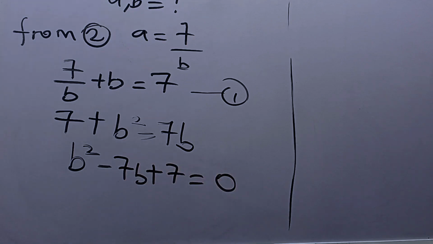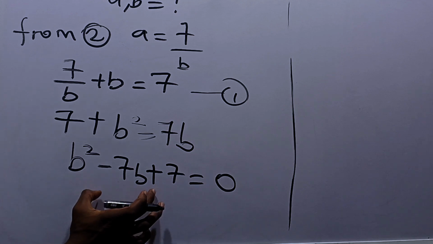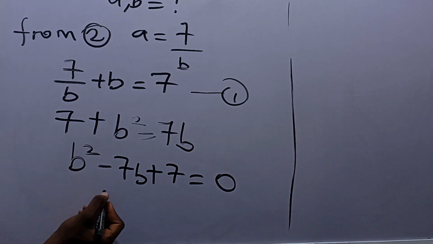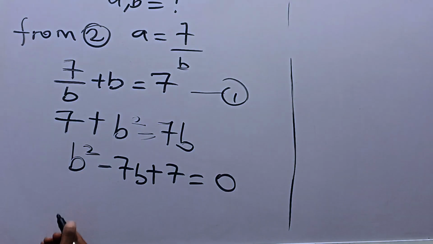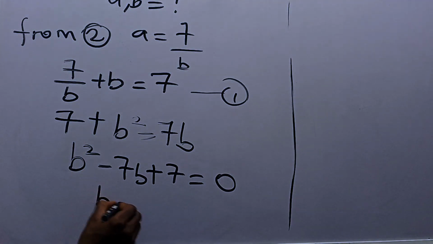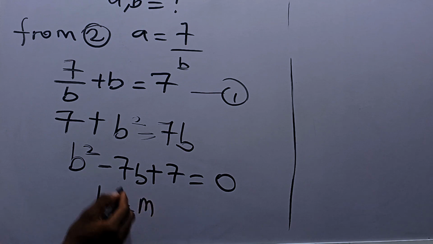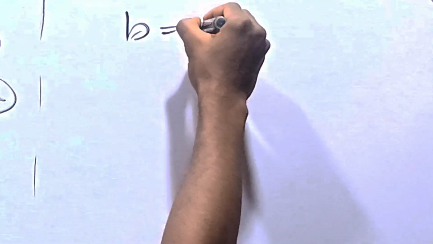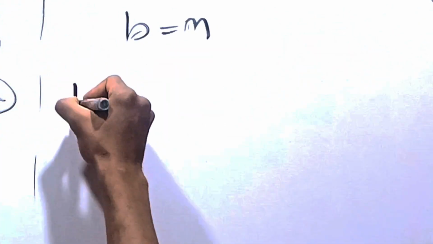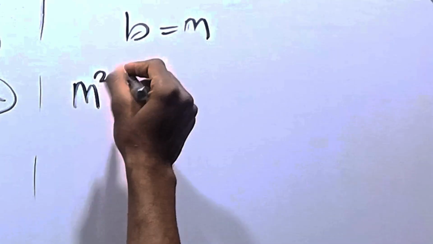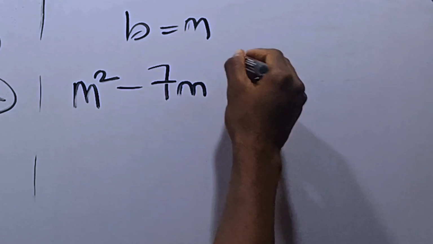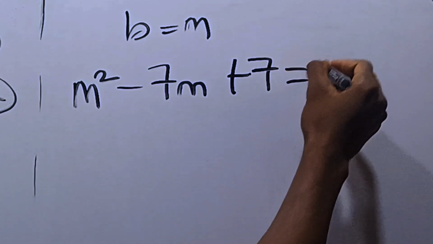Now from here, we have b squared minus 7b plus 7 is equal to 0. Moving on, let's solve this using the quadratic formula. And what does the quadratic formula state? In order to make this easier for me, let me say that b is equal to m. Given that b is equal to m, the equation now becomes m squared minus 7m plus 7 equals 0.